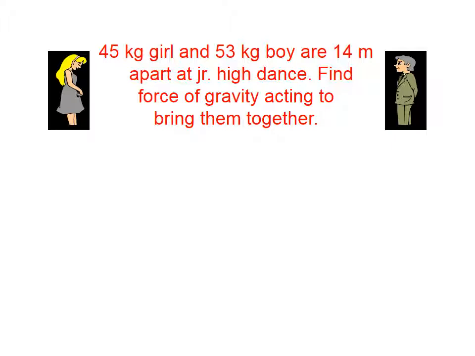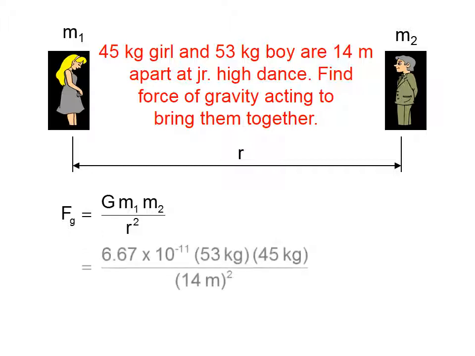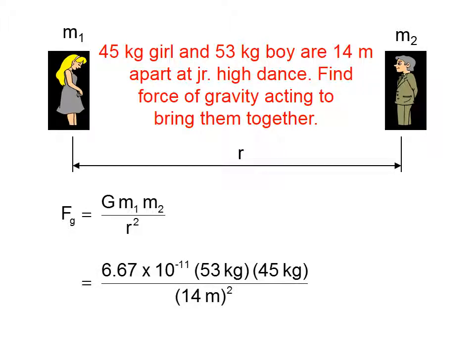A 45 kilogram girl and a 53 kilogram boy are 14 meters apart at a junior high dance. Find the force of gravity acting to bring them together. So we're given the mass of the young lady and the mass of the young man and the distance between them. There's Newton's law of gravity. All the variables on the right side of the equation are known.